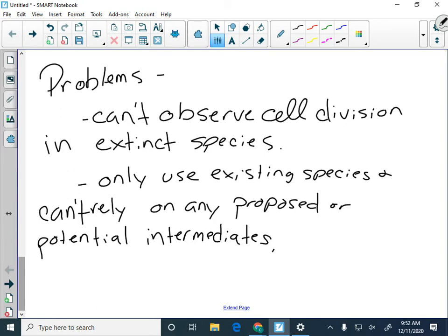So while we have evidence to support this hypothesis, there are also strong arguments against it, or at least some holes in logic. Not because of lack of research, but from lack of evidence. Because when something's extinct, we can't really observe the process of cell division.